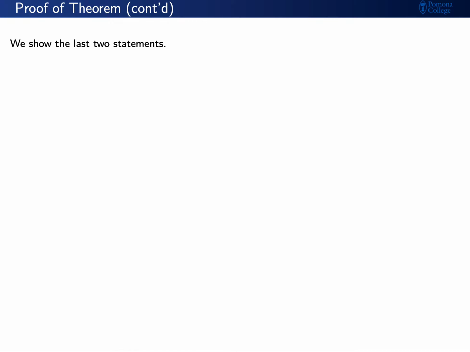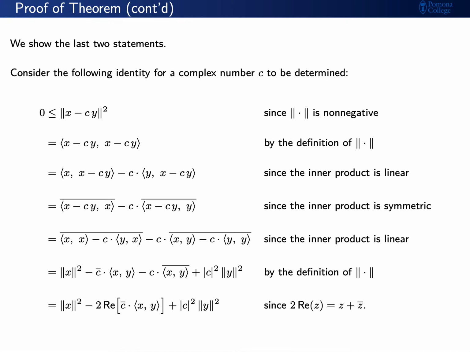We're going to prove the last two statements, but to do so, we want to focus on the following identity for any complex number c. Eventually, we're going to choose c in a clever way, a couple of different ways, so we can prove what we'd like to have. Let's first take a look at the norm of x minus c times y. Well, the norm we already know is non-negative, but we can also express the square of the norm in terms of the inner product of x minus cy with x minus cy.